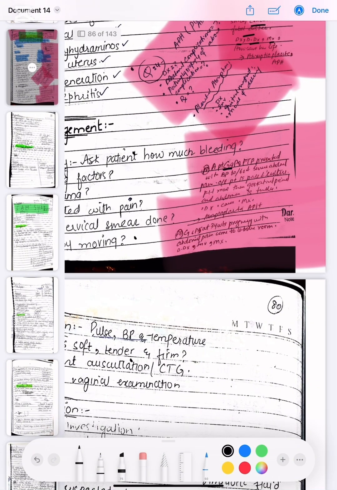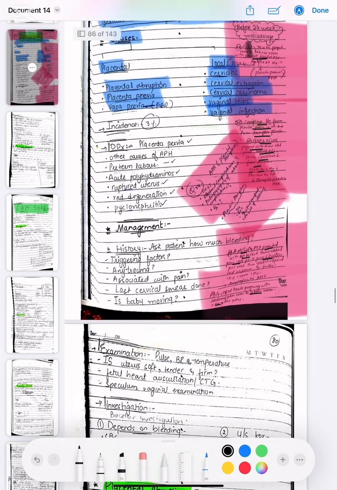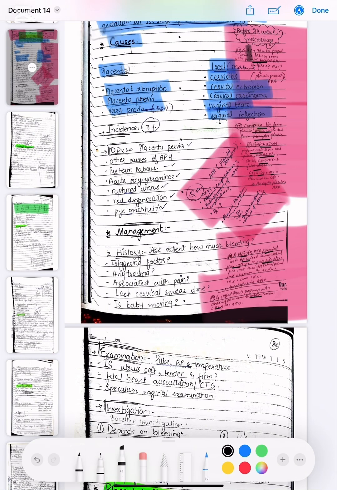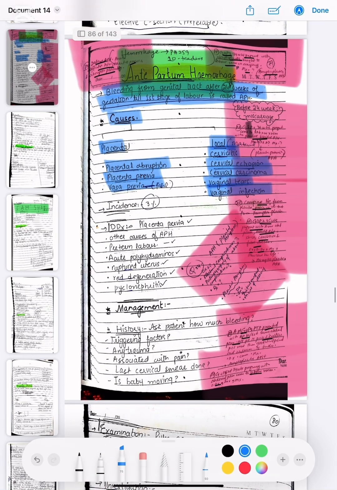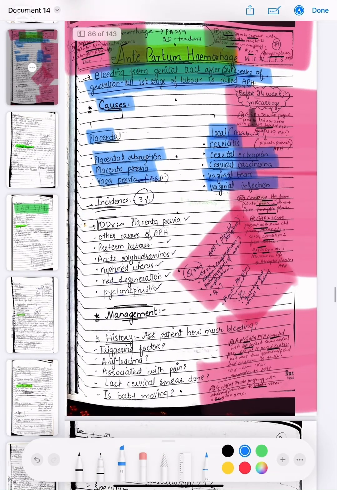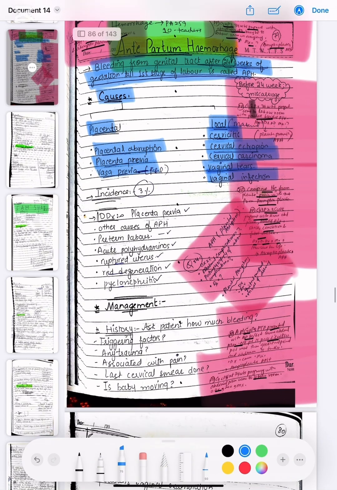Here is a patient of G9 P8 and FTP presented with BP 80/60 and severe abdominal pain. On examination, the patient is pale and restless. And here, all the symptoms are the same. So we will discuss the antepartum hemorrhage as a whole. We have discussed the causes, that there are both local and placental causes.